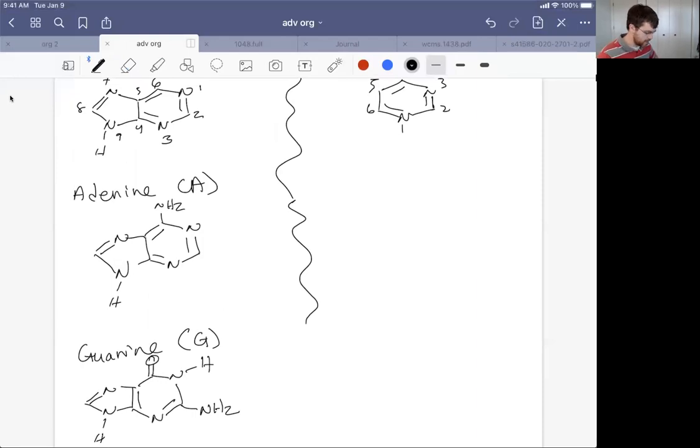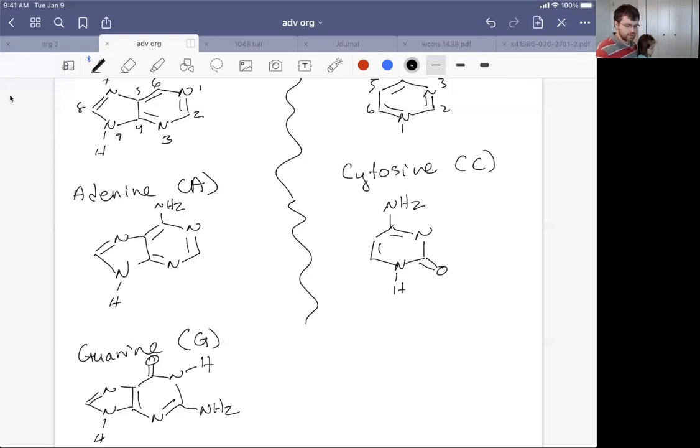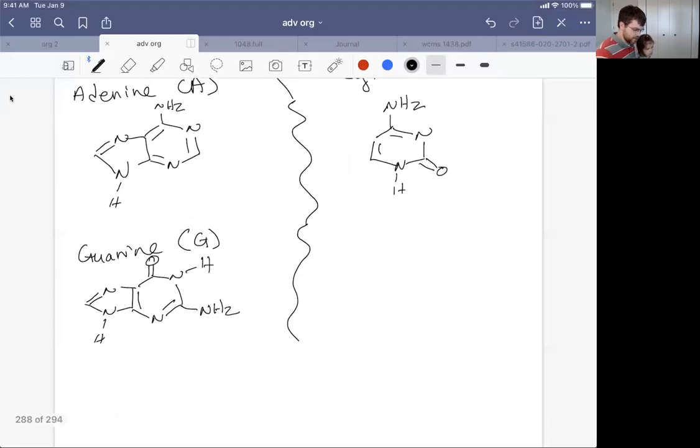And so if we look at the pyrimidines, we have cytosine, which is C. Cytosine is where we take that pyrimidine core and I'll just draw it. Okay, so we have our pyrimidine core. Now we're going to put a carbonyl here and an NH2 up here. So that is cytosine, C, and then I'm going to put the last two together, thymine and uracil.